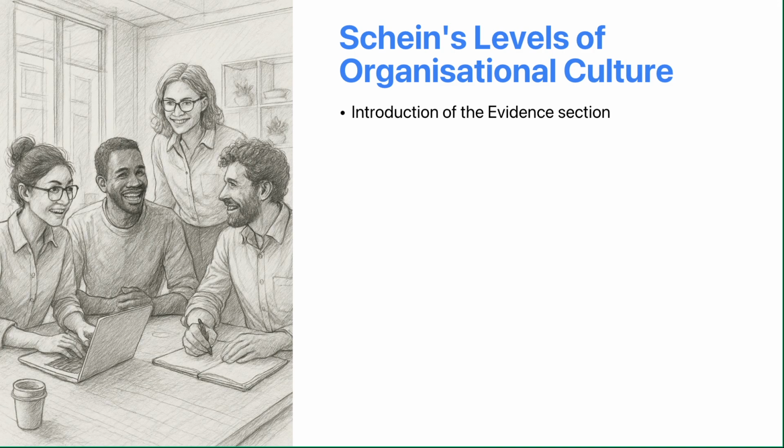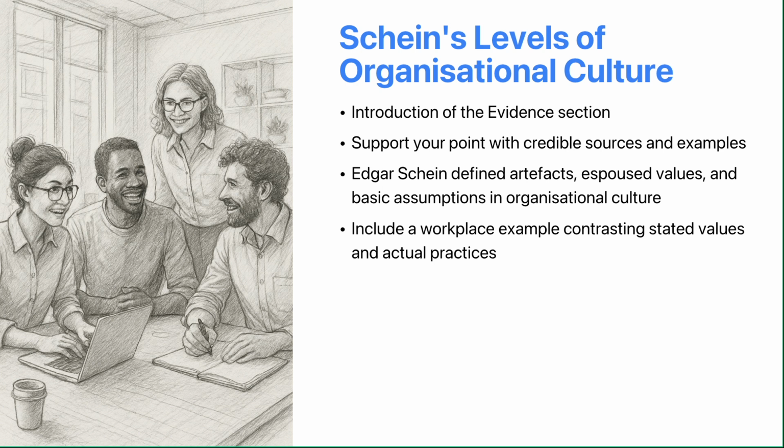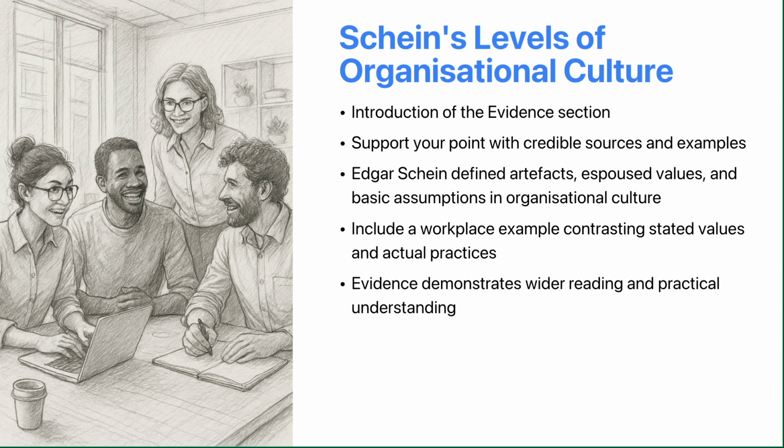Next comes the evidence. This is where you back up your point with credible sources and examples. Edgar Schein, in his book Organizational Culture and Leadership, published in 2010, described artifacts as the visible structures and processes in an organization, espoused values as the stated goals and strategies, and basic assumptions as the deep, often unconscious beliefs that truly drive behavior. You might also add a workplace example, such as a company that promotes teamwork as a value, but in reality rewards individual competition. This use of evidence shows wider reading and practical understanding.